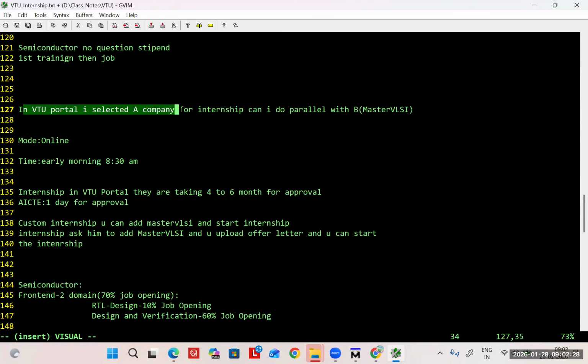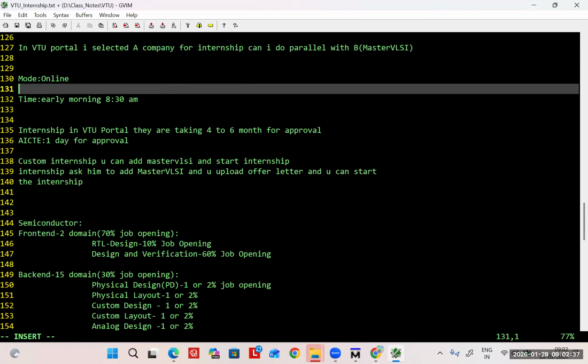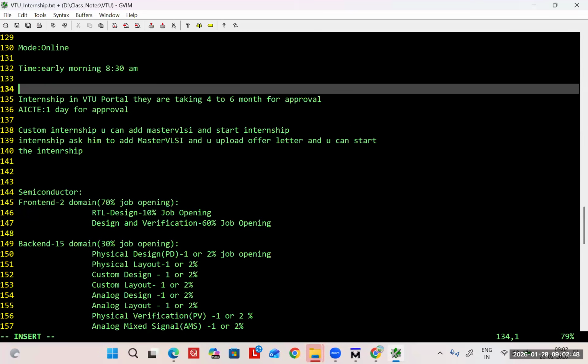Next, some students said, okay, I have already selected one company. Can I do your internship in parallel? Yes, 100% you can do it. We don't have any objection. Okay, is it only VTU? No. Other universities, any JNTU university, Anna University, if you are willing to do, you can do. We don't have any problem with that.